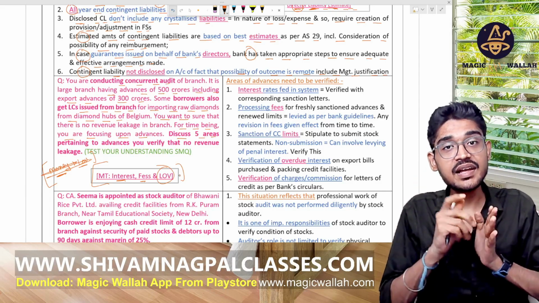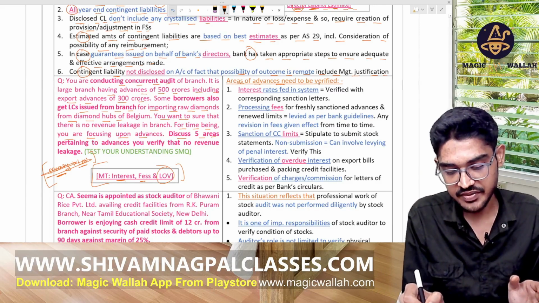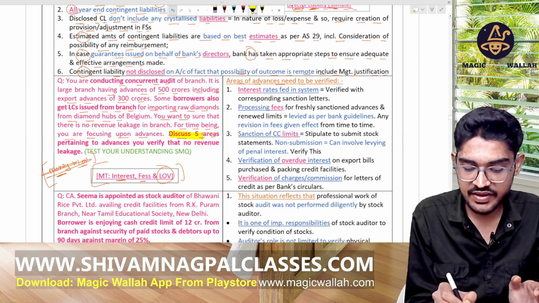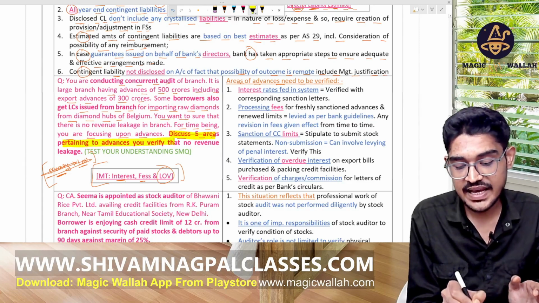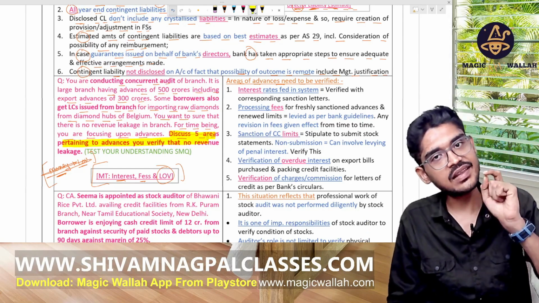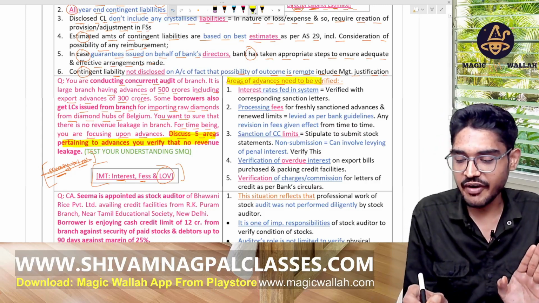You have to check the revenue leakage here. So areas of the advances need to be verified. Discuss the five areas for the advances to check that there is no revenue leakage. So bank gets the interest, fees, and the love, LOV. Okay. So areas of advances need to be verified.